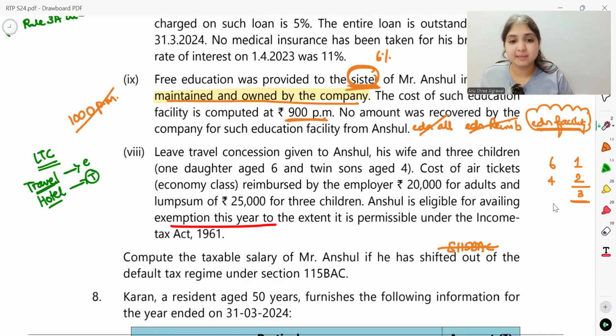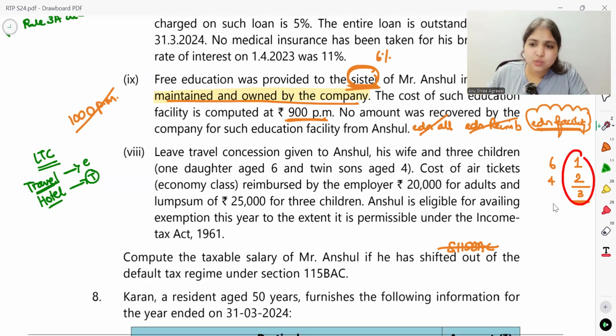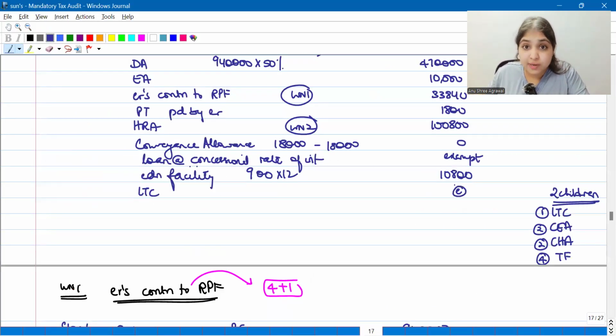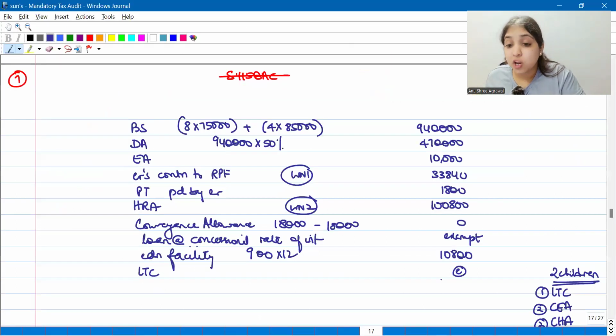Anshul is eligible for availing exemption this year to the extent permissible. So basically, in every block of 4 calendar years, the employee can take 2 vacations anywhere in India with his family. Here they are saying all those conditions are fulfilled. So yes, even though the assessee has 3 children, it's going to be fully exempt. Why fully exempt? You understood, right? Because it is economy class. And even though there are 3 children, the first born is a single child and the second born is a multiple birth. So in this case, even though you have more than 2 children, you get exemption for all children. And it's only travel reimbursement, not hotel reimbursement, therefore it is fully exempt. All right, that's all, guys.